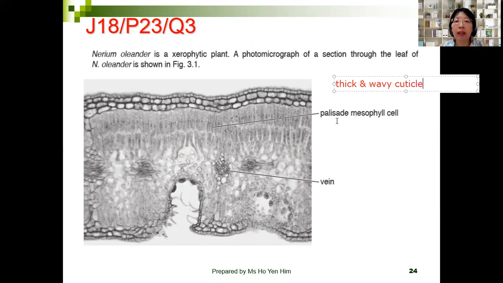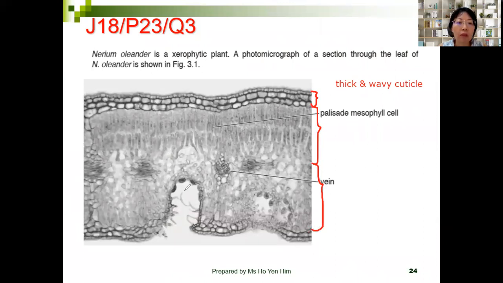Then can you see the epidermis? Instead of one layer in a normal leaf, now you have three layers of epidermal cells. That means the water has to pass through three cells before it can go to the cuticle. So that will reduce water loss. And then your palisade mesophyll cells are about two to three layers thick. So this is normal. And then you've got a spongy mesophyll layer. So this is also normal.